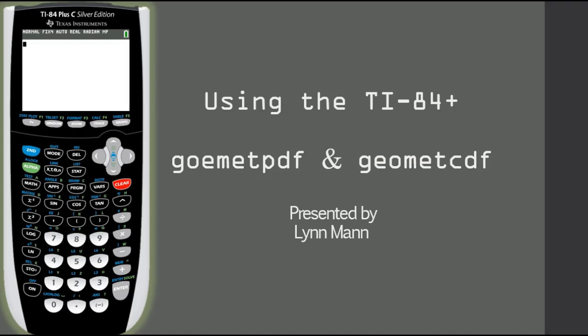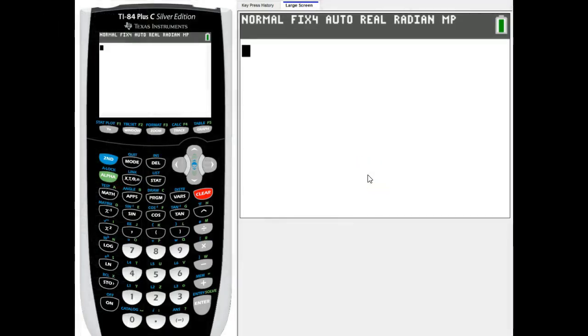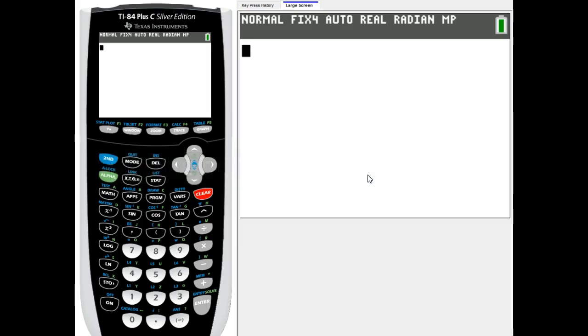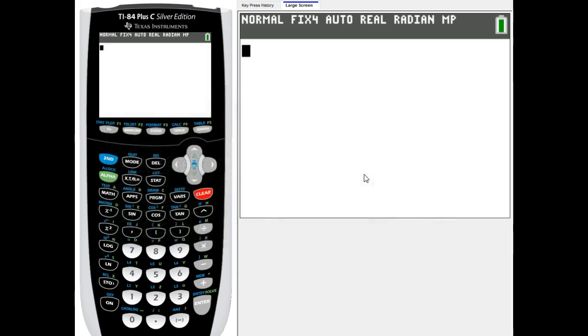In this lesson, we're going to be going over the geometric probability distribution function and the geometric cumulative distribution function. We have two geometric distribution functions: the Geometpdf and Geometcdf. It does depend on what you're looking for. If you're looking for an exact amount, like we need to ask 10 people, then you would use PDF. If we ask 10 or fewer people, then you're going to use cumulative distribution function, so CDF. So it depends on what your problem is, which one you're going to use.